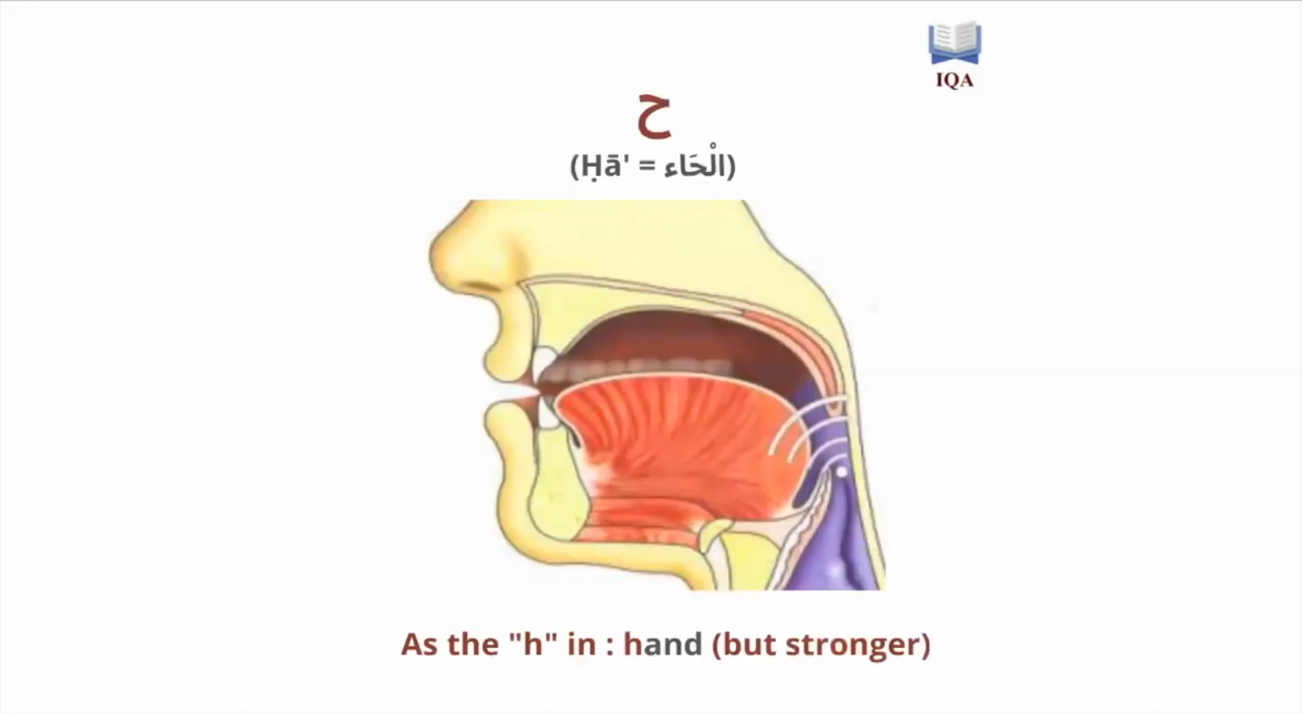Moving forward, we have the ha. Now the ha is a stronger version, okay? It comes from the middle of your throat, right where your epiglottis is. Your epiglottis is this piece of flesh right here, this muscle right here. This location here is where the ha comes from. And here you should definitely feel it in the middle of your throat. Ha, he, ho. It's fairly clear.